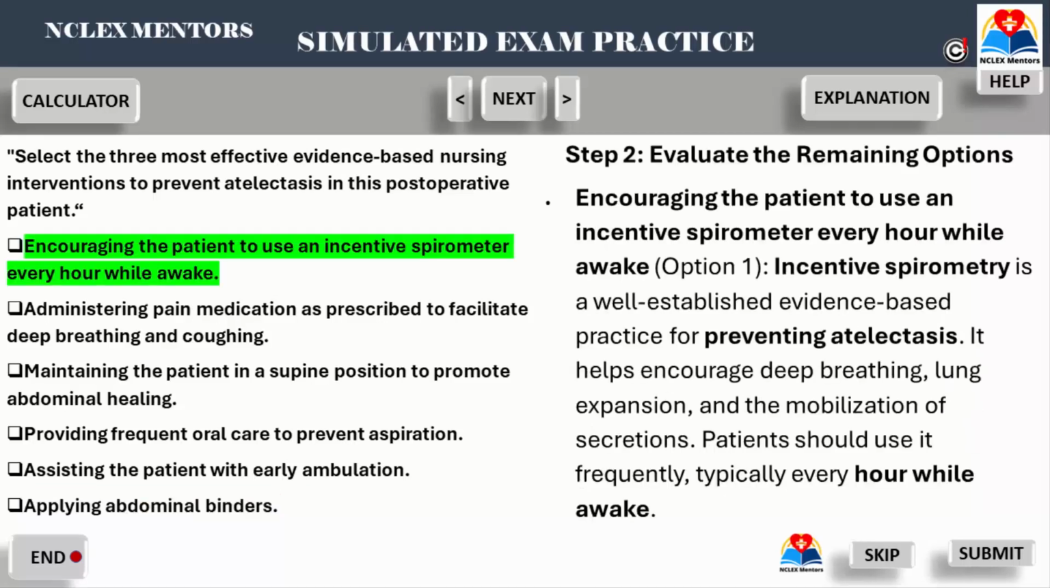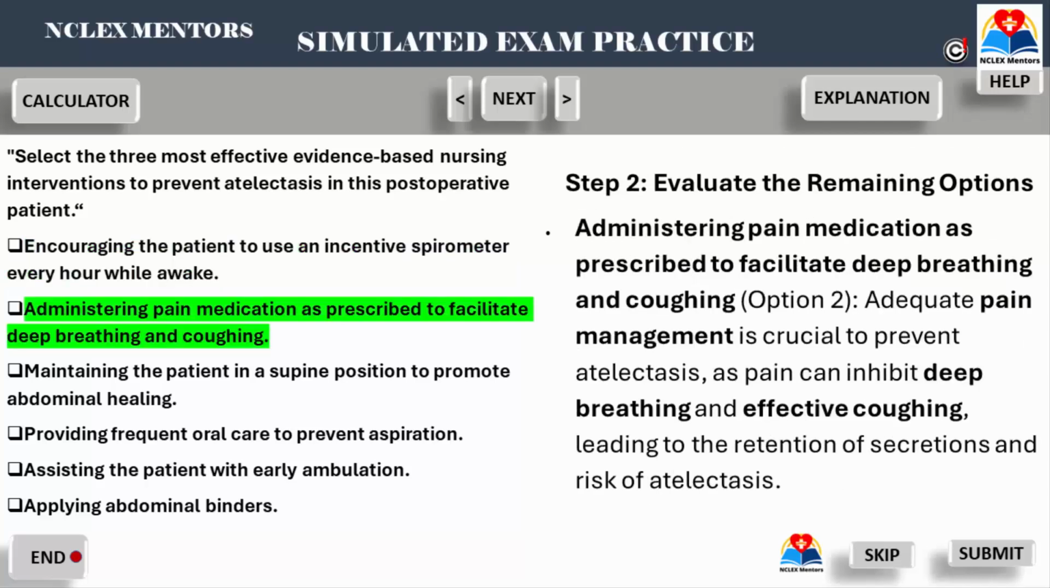Step 2. Evaluate the remaining options. Option 1. Encouraging incentive spirometer use every hour while awake. This is a gold standard intervention for preventing atelectasis. It encourages deep breathing, lung expansion, and mobilization of secretions. Absolutely correct. Option 2. Administering pain medication. Think about it. If a patient is in pain, will they take deep breaths? No. Pain inhibits deep breathing and coughing, leading to secretion retention and atelectasis. Proper pain control is crucial in preventing this.